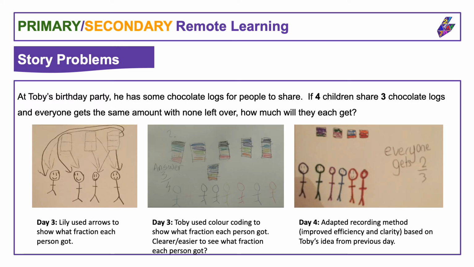So this is an example of a problem that some P5s were given in the last lockdown, and some examples of their work. So you can see here the problem at Toby's birthday party. He has some chocolate logs for people to share. If 4 children share 3 chocolate logs and everyone gets the same amount with none left over, how much will they each get?